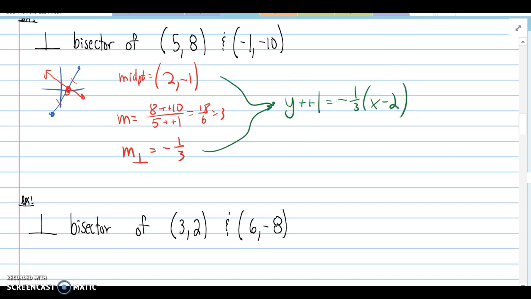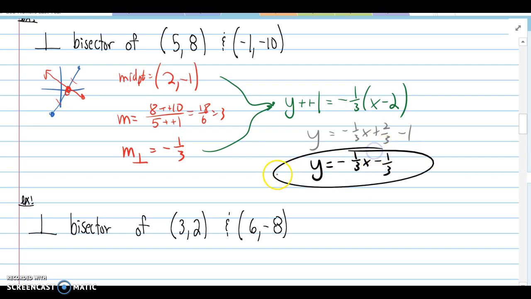Change signs, distribute the negative 1/3, so we have negative 1/3 x plus 2/3. We're going to have to subtract 1 to get it off that side. Y equals all this. For a final answer of y equals negative 1/3 x, combine those and we get minus 1/3. This line is perpendicular to the original segment and it also bisects it because it goes through the midpoint.